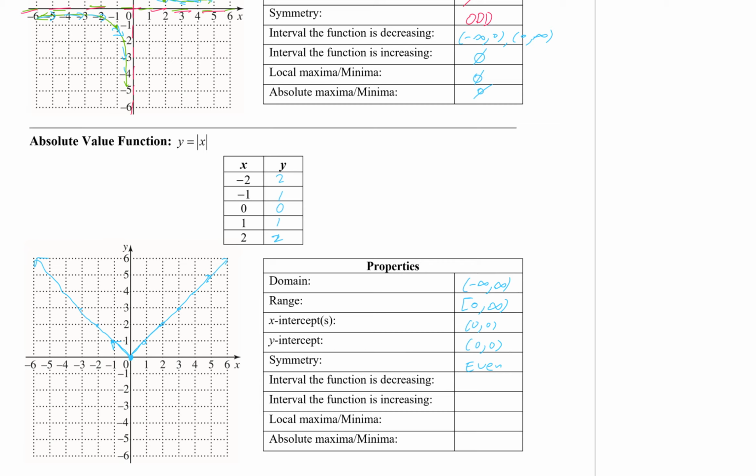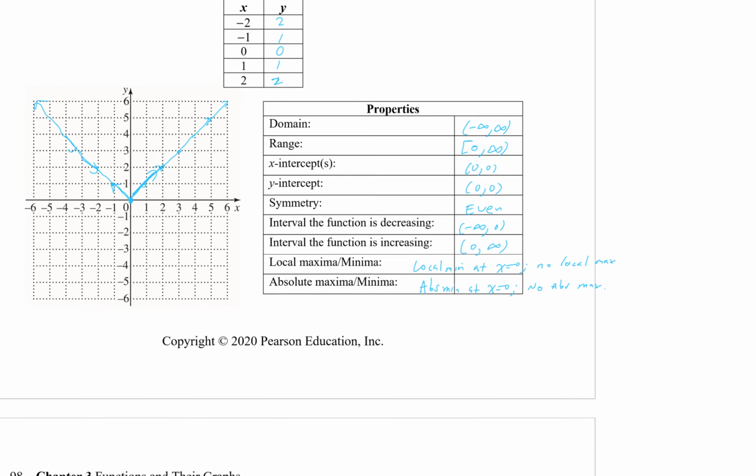It's increasing from 0 to infinity, right? It's going up on the right side, but then it's going down on the left and going up on the right. So we'll say it's decreasing from -infinity to 0, and from 0 to infinity it's increasing. It has a local minimum at x equals 0, no local max, and has an absolute min at x equals 0, no absolute max. Okay, so it's very straightforward.